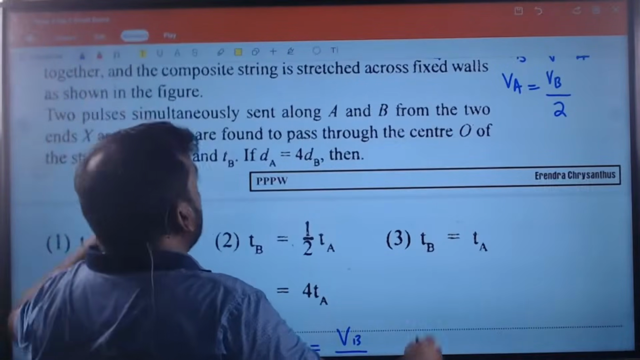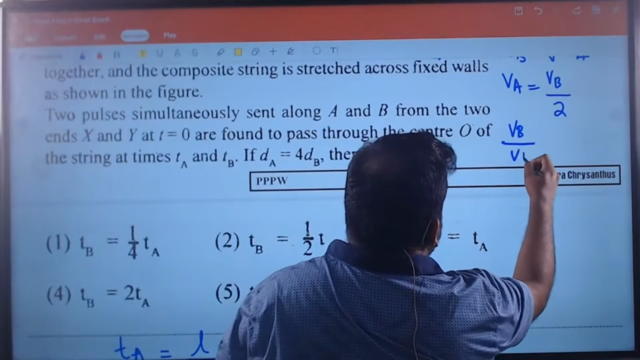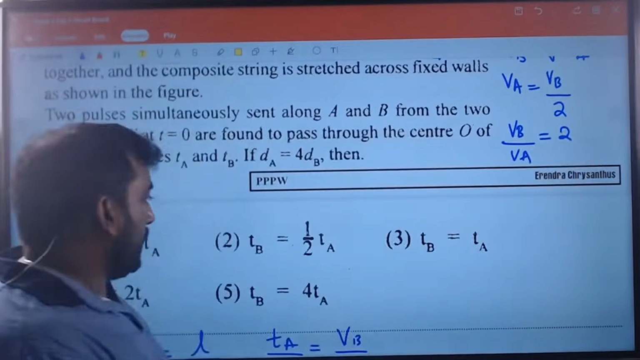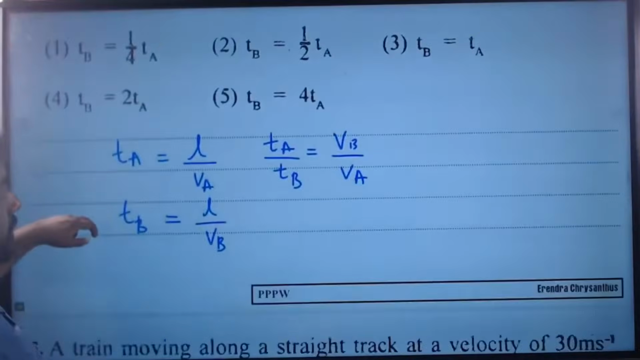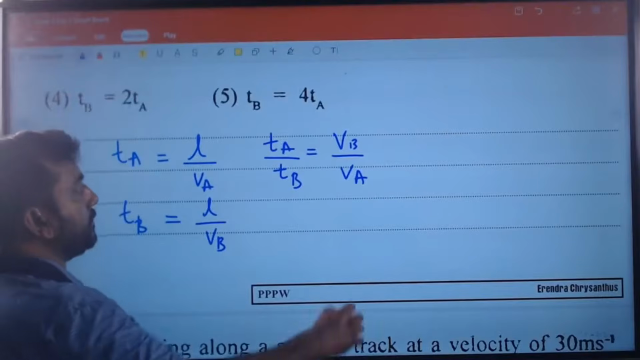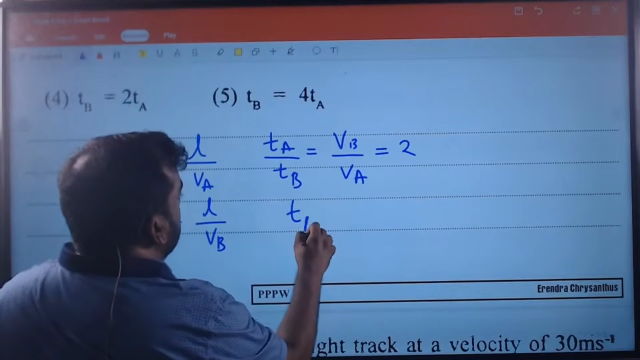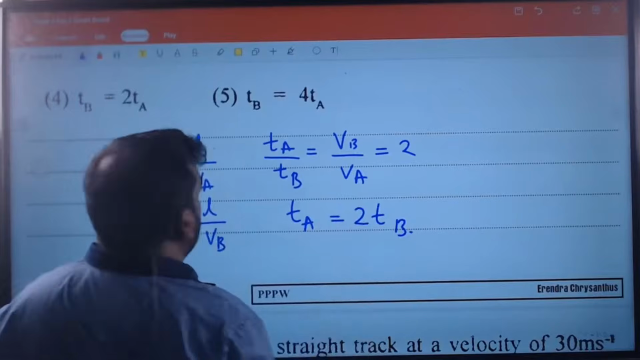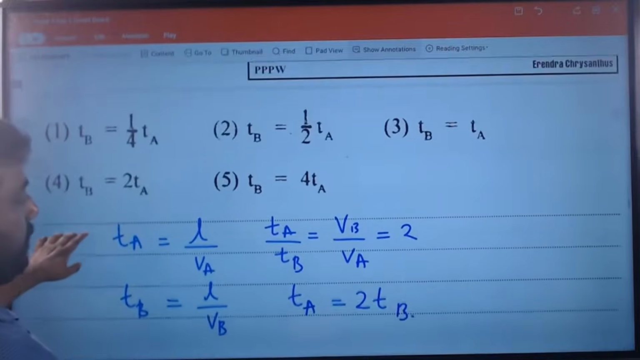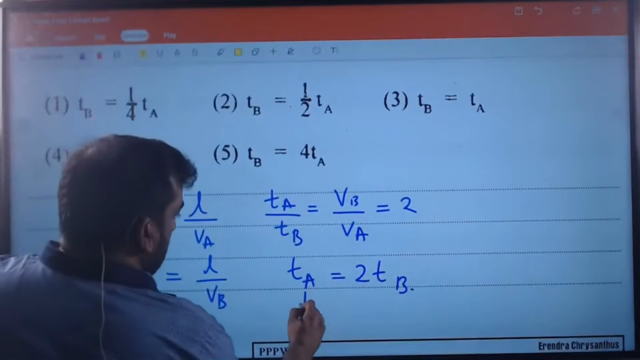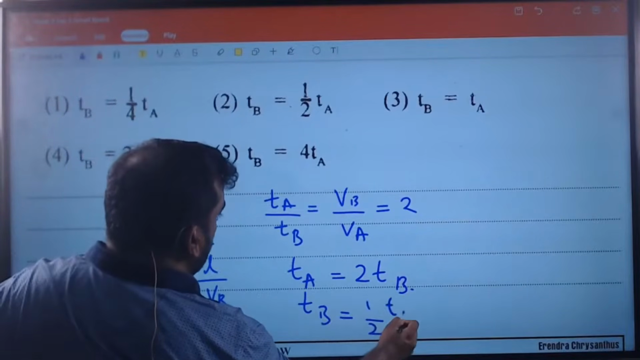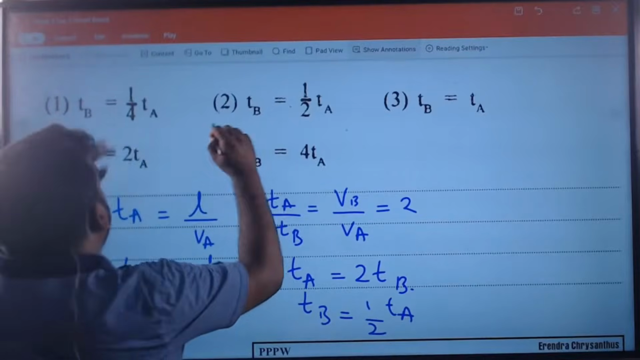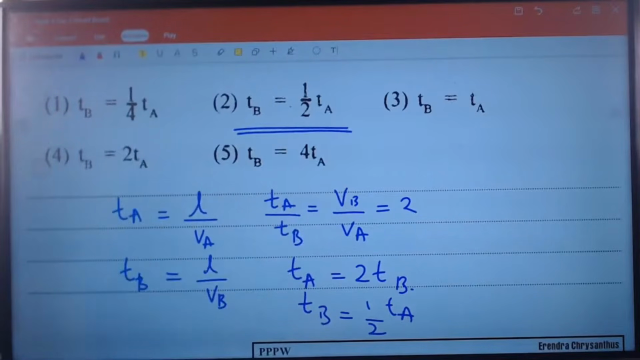Here, VB divided by VA is 2. Substitute there. VA divided by VB is 2. So TA is equal to 2 times TB, or you make TB the subject. TB is equal to half times TA. Correct answer, answer number 2.